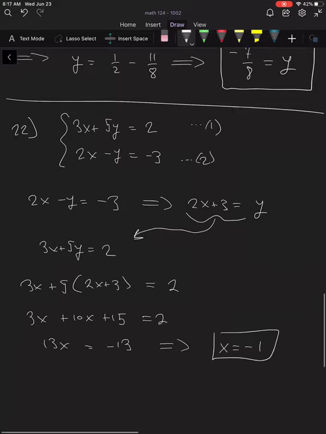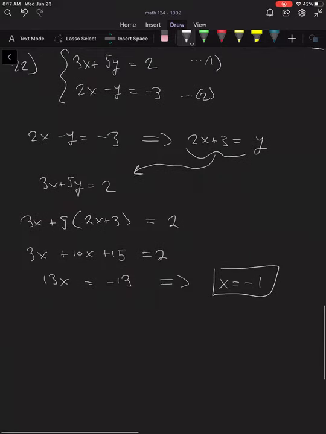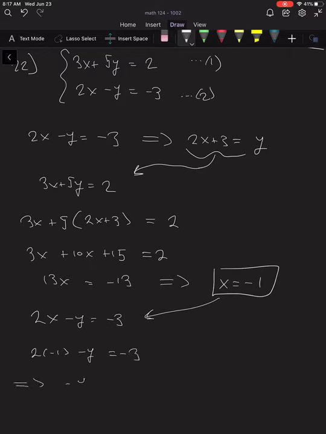So now we take any of these equations, plug in x is equal to minus 1. Let's take that second equation. So we have 2x minus y is equal to minus 3. If we plug x to be minus 1 in here, we're going to get 2 times minus 1 minus y is equal to minus 3. So minus 2, we add that over. So we're going to get minus y is equal to minus 1. So it implies y is equal to 1. Okay, and so these are our answers. We get x is equal to -1, and y is equal to +1.